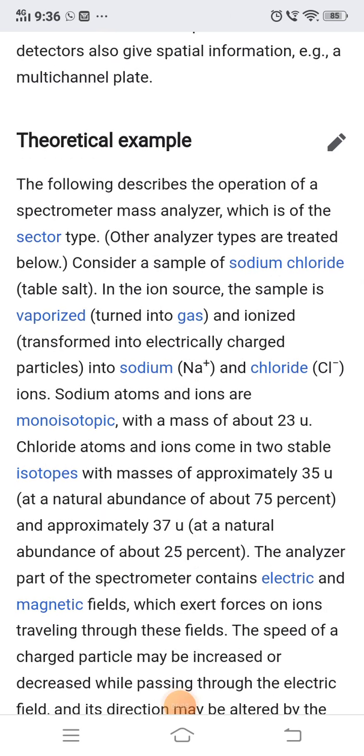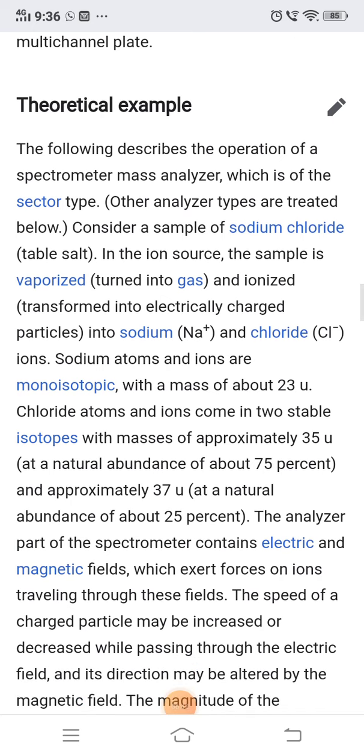Then, theoretical examples of mass spectrometry. The following describes the operation of a mass spectrometer mass analyzer, which is of the sector type. Consider a sample of sodium chloride. In the ion source, the sample is vaporized and ionized into sodium Na+ and chloride Cl- ions.